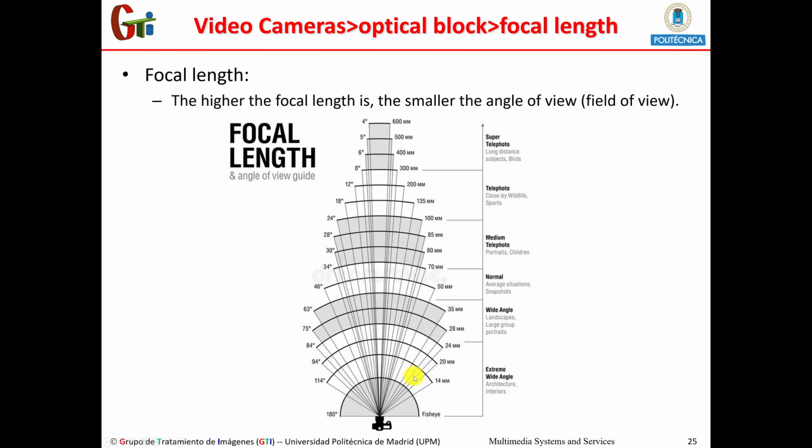Because for every piece of object in the scene. On the contrary, if you concentrate all the pixels in a very narrow part of the scene, you have more definition of that specific part of the scene, what is usually attributed or called the zoom factor.